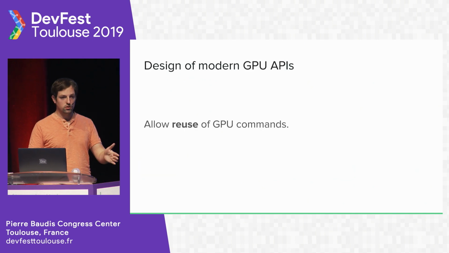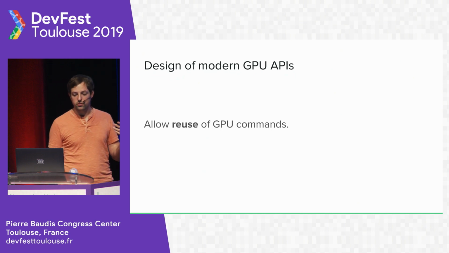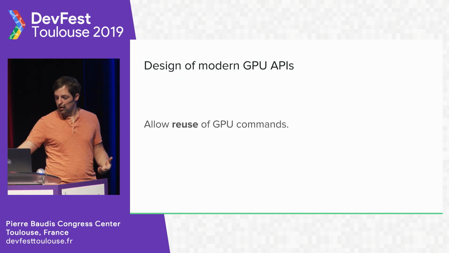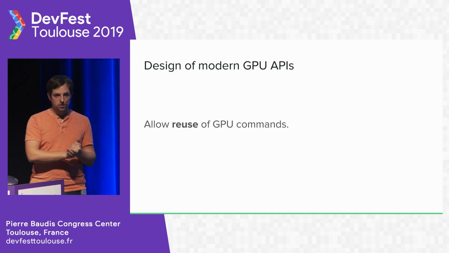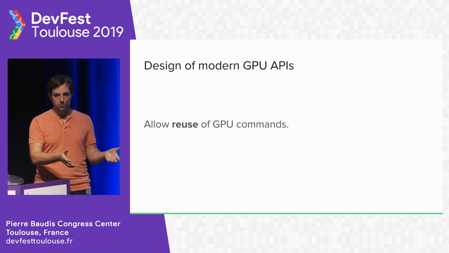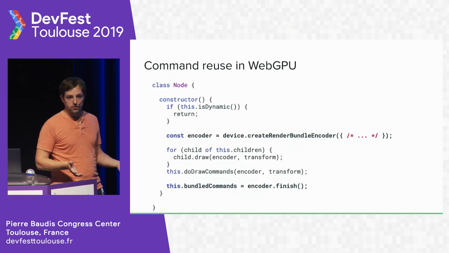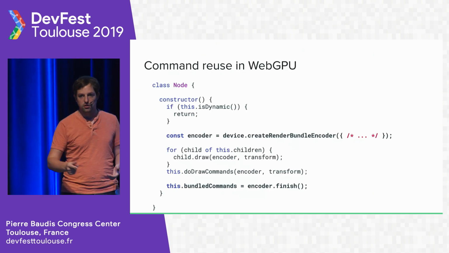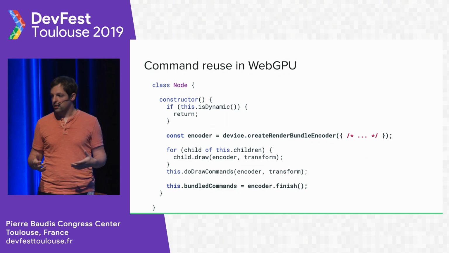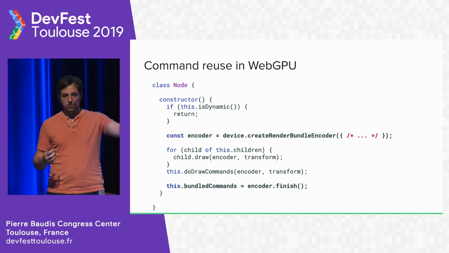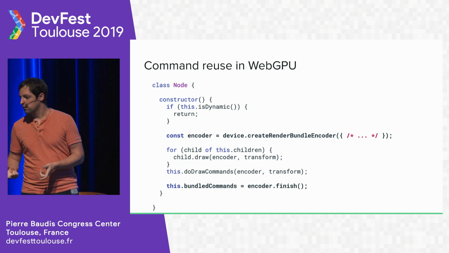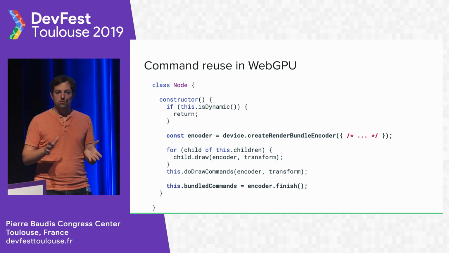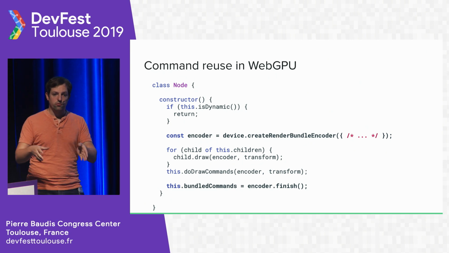So one core design of modern GPU APIs is to also allow the reuse of GPU commands. The same way we were creating pipeline and resource group objects while we were loading the application, we can create bundles of commands that we can replay instantly later during the gameplay. So in this case, in the constructor, if the object is static, we can pre-compute all the GPU commands. And to do this, we need to create a bundle of render commands.